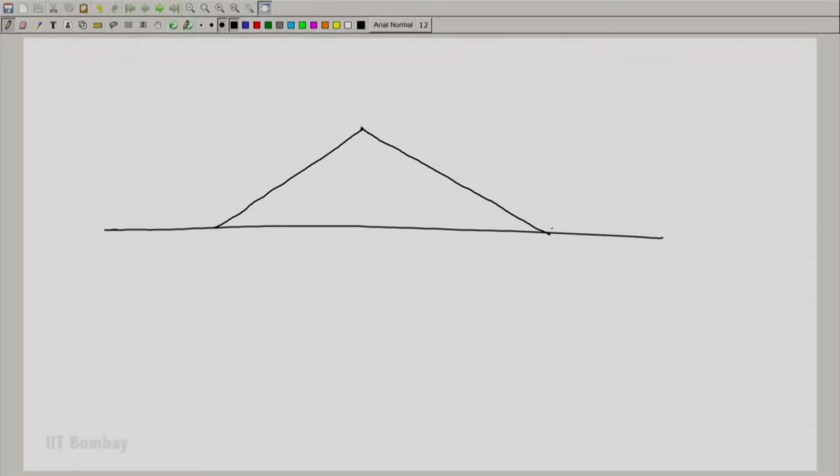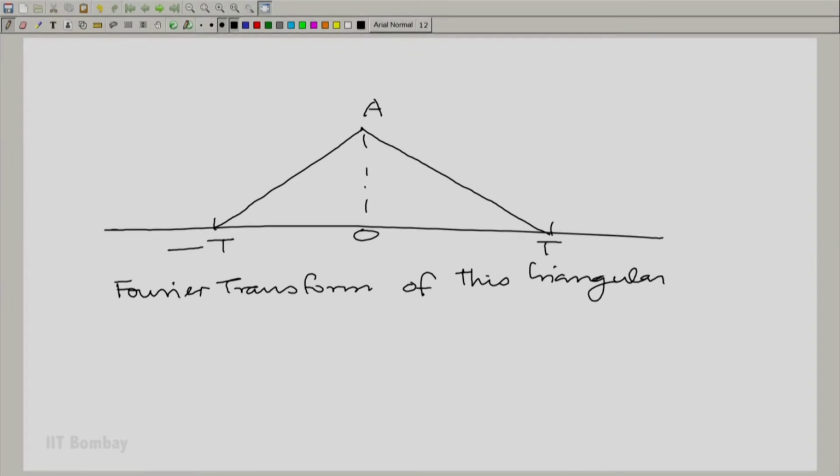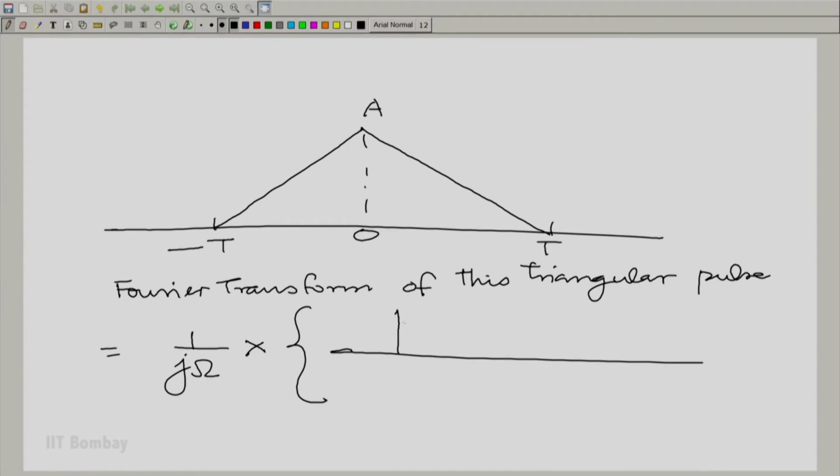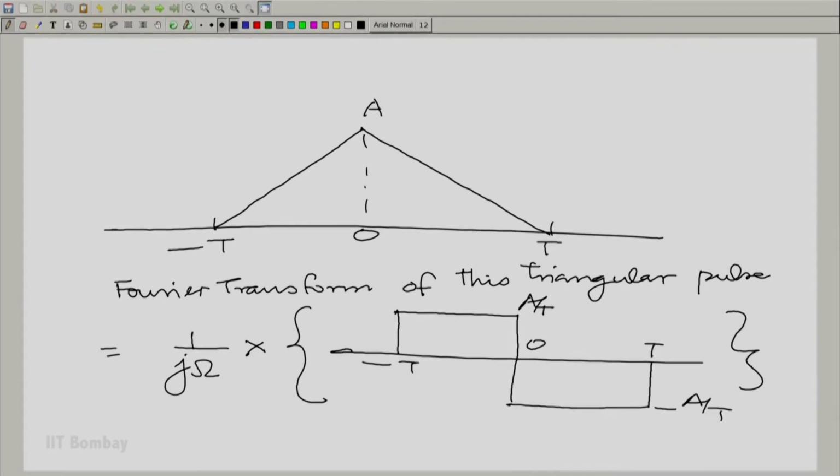So, as far as a recap is concerned from the previous session, we had looked at the triangular pulse. We said that if we took a triangular pulse from minus capital T to plus capital T, it was easy to compute its Fourier transform if we use the differentiation property. So, the Fourier transform of this pulse is equal to 1 by j omega times the Fourier transform of a pair of rectangular pulses, which was very easy to compute.